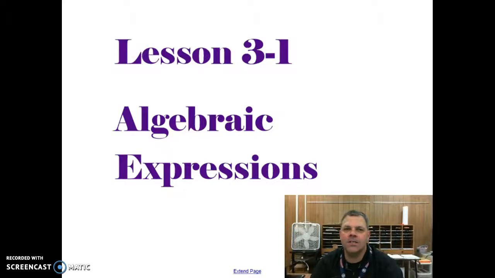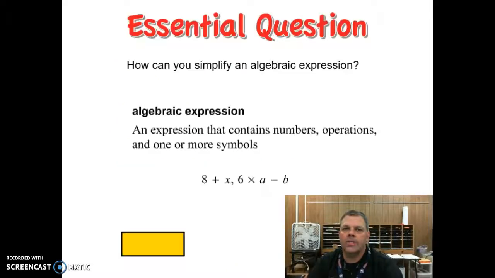Our lesson today is lesson 3.1 on algebraic expressions. The essential question for the day is, how can you simplify an algebraic expression? To be able to do that, we need to know what an algebraic expression is. An algebraic expression is an expression that contains numbers, operations, and one or more symbols. The answers below are algebraic expressions: 8 plus x and 6 times a minus b.